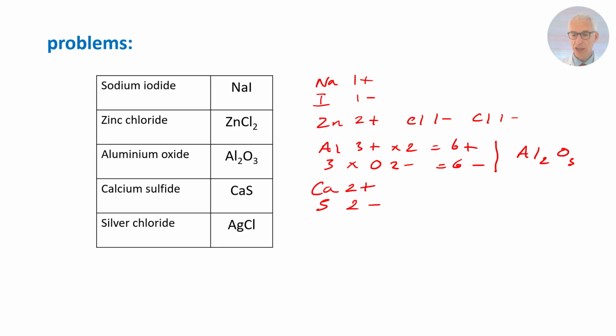Silver is the exceptional transition metal. It's a 1 plus ion. So combine that with a chloride at 1 minus, sums to 0.